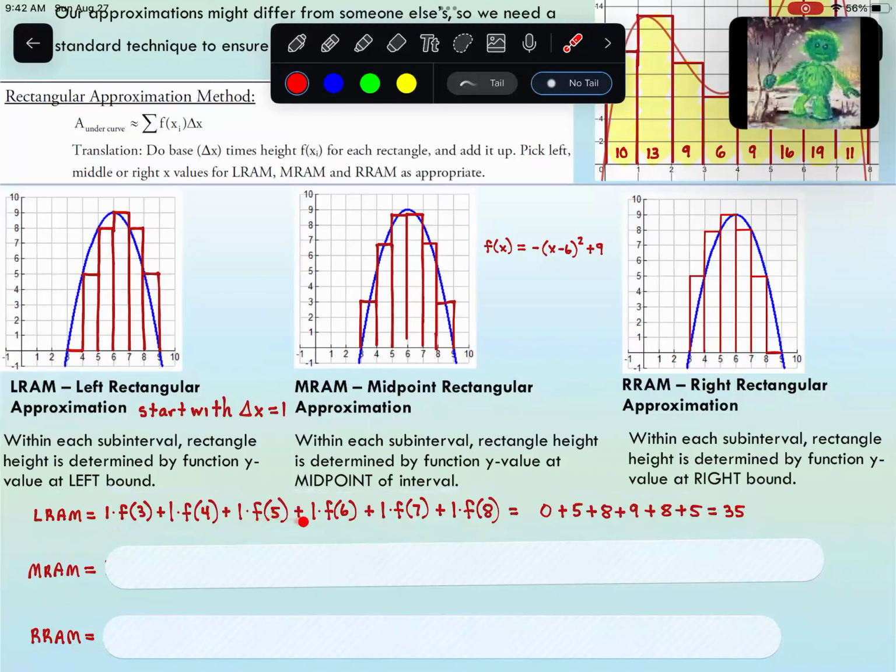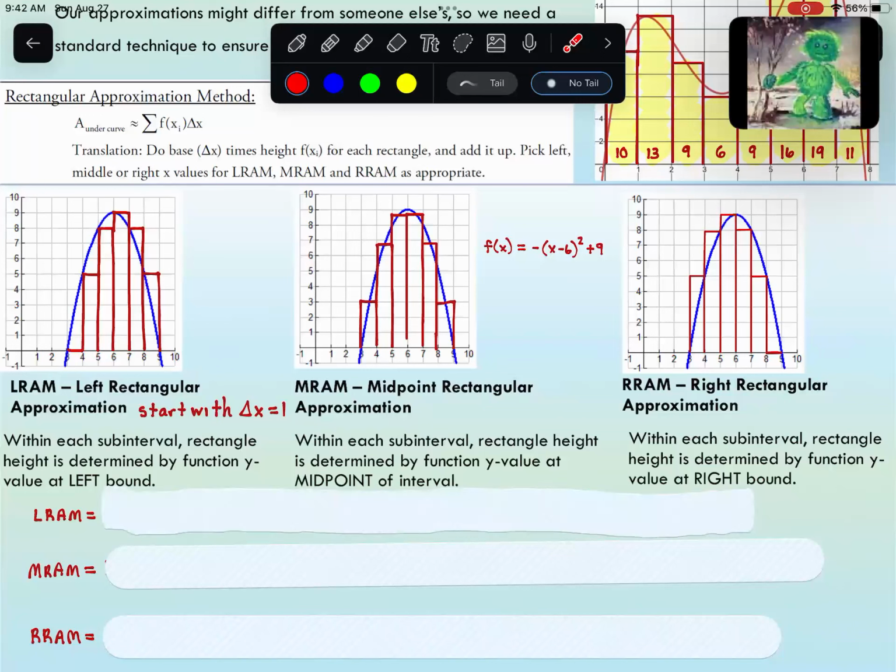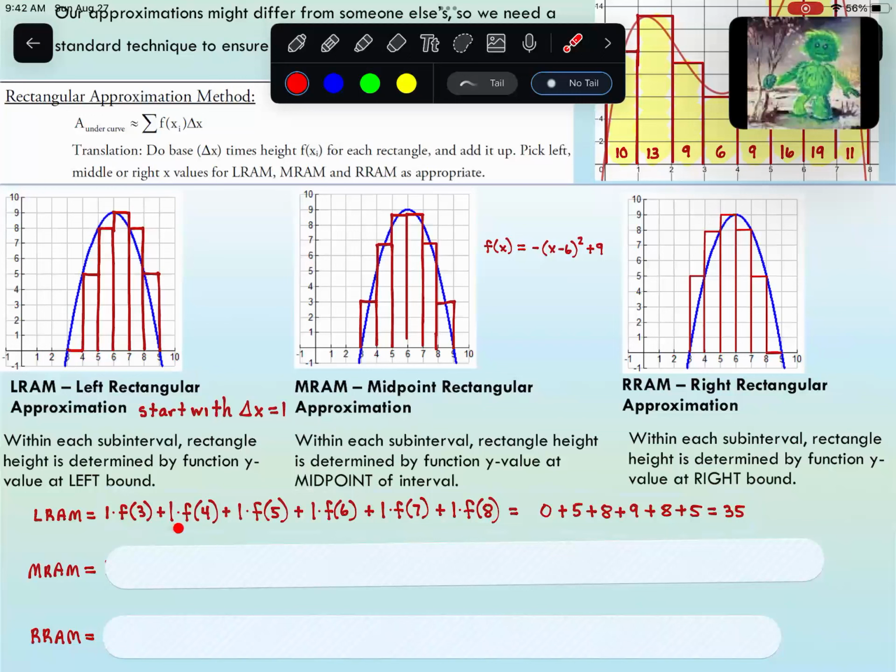In my first pass at the work, I'm taking delta x or base lengths of 1. And instead of directly putting in a number, I'm just pointing out again that each of the heights is really a y value related to the f function. So I would call it f of 3, f of 4, f of 5. Those are the ways I would describe the heights for each of those rectangles. Once I've written that out, we can go ahead and calculate the individual areas and then get an answer of 35.